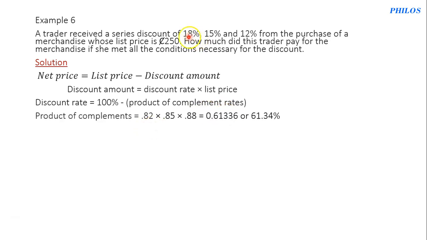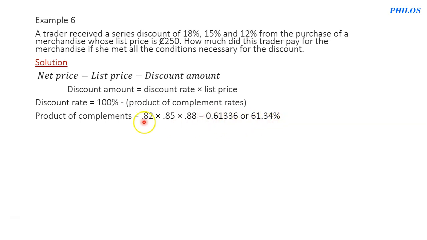Take 100% minus 18%, you get 82%. So that is 0.82. Take 100% minus 15%, that is 85%. That will give you 0.85 in decimals. The 100% minus 12% is 88%, and that will give you 0.88. So when you multiply the 3, you get 0.61336. When you convert it to percentage by multiplying by 100, you get 61.336%. In 2 decimal places, it will be 61.34%. Okay. So this is the product of the complements.